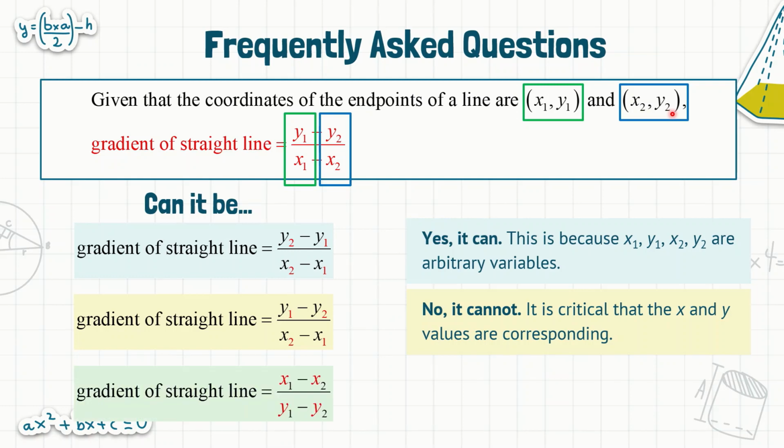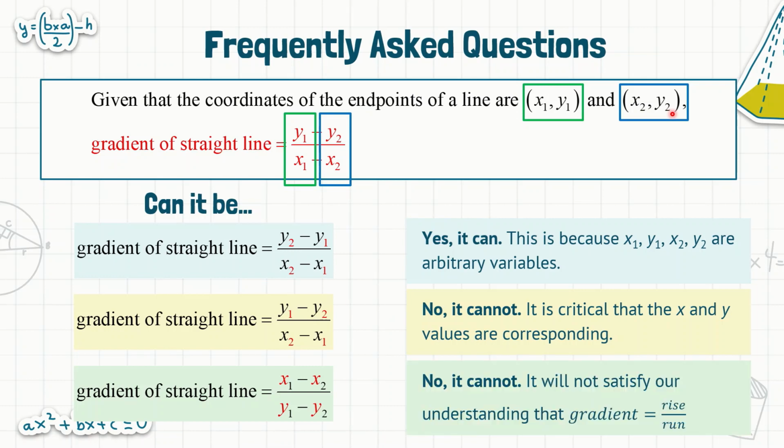Then lastly, another question that you may also have: can I have the x's on the numerator and the y's in the denominator? The answer is no, because it will not satisfy our understanding of gradient as rise over run. The way rise is defined is such that it is vertical, and that relies on our y coordinates, as I explained earlier on. And for run, we're looking at something that's horizontal, and that relies on our x coordinates. So therefore, our formula must have the y's in the numerator and the x's in the denominator, and vertically, they must correspond to a certain pair of coordinates that we are given.